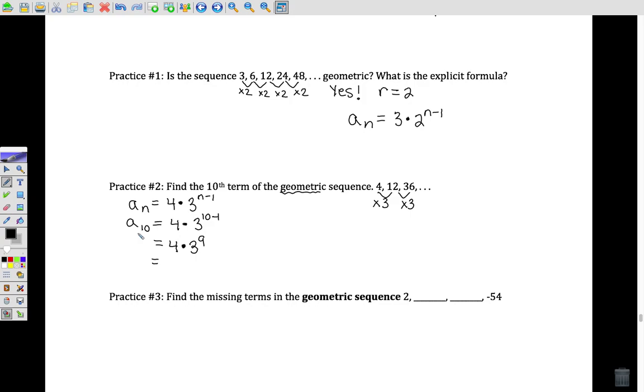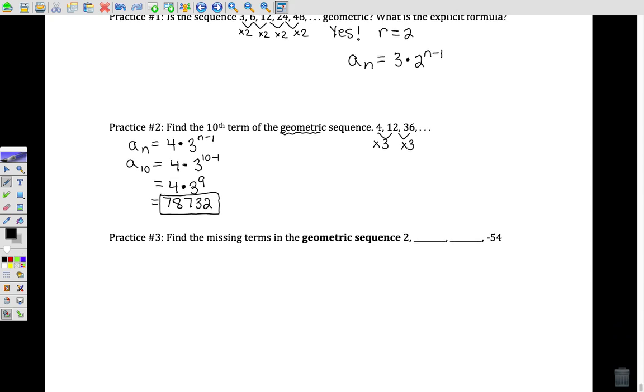3 to the 9th is a big number. I can put this all into my calculator at once. If I do 4 times 3 raised to the 9th, I get 78,732. So you can see this 10th term got pretty big pretty quickly. The first 3 terms were 4, 12, and 36. By the 10th term, I'm already at 78,000. So compared to an arithmetic, it gets big very quickly.